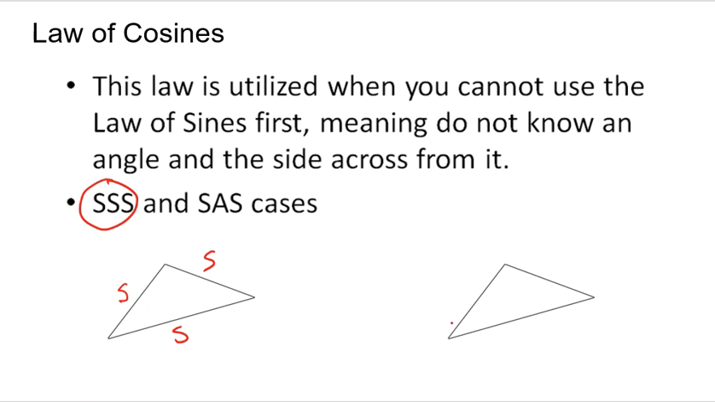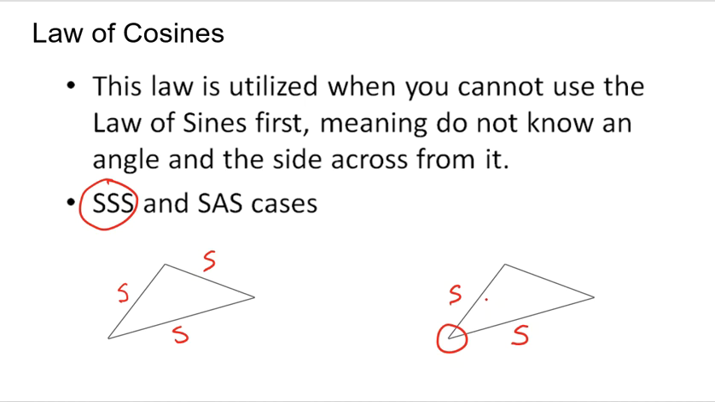The second scenario is side, angle, side. And in this scenario, once again, I don't know both an angle and the side across from it. And that's where, again, the Law of Sines cannot be used. So I can't emphasize enough: if you do know the angle and the side across from it, doesn't matter which of the three, then the Law of Sines makes life pretty easy.